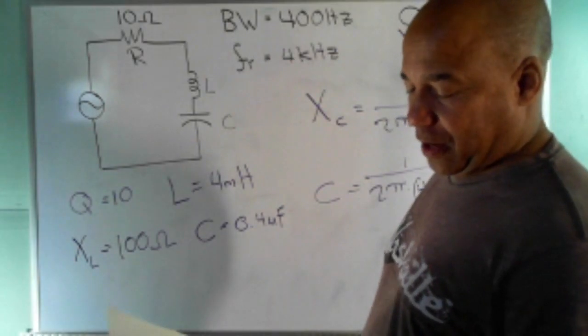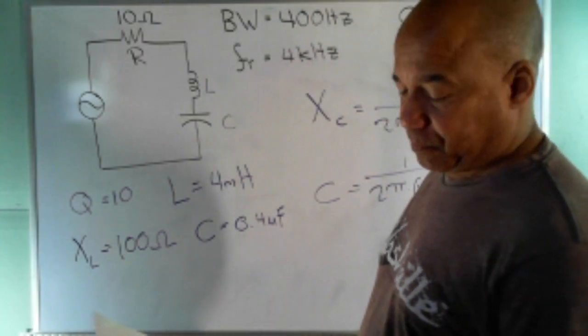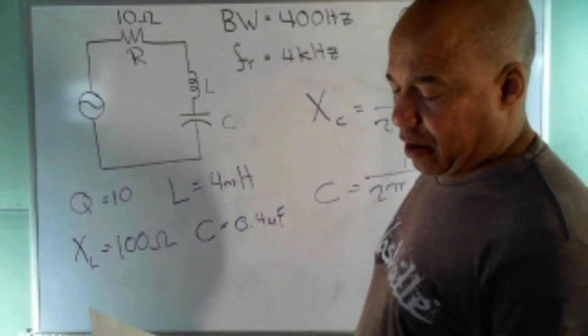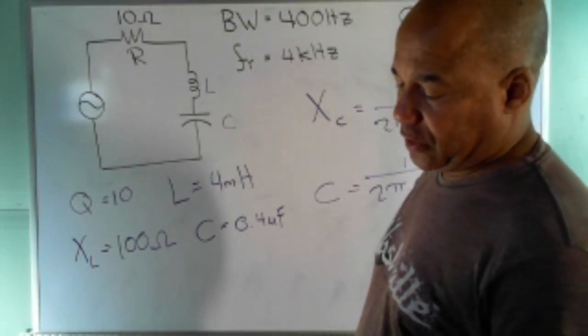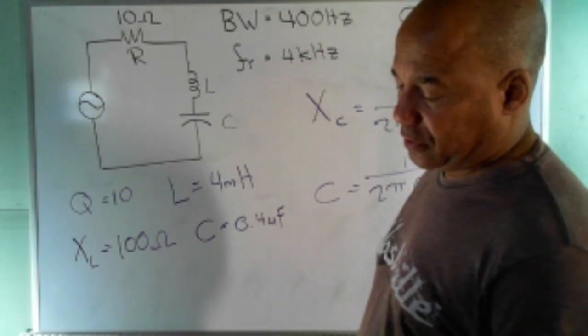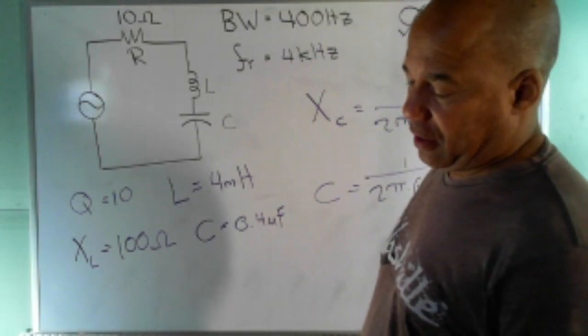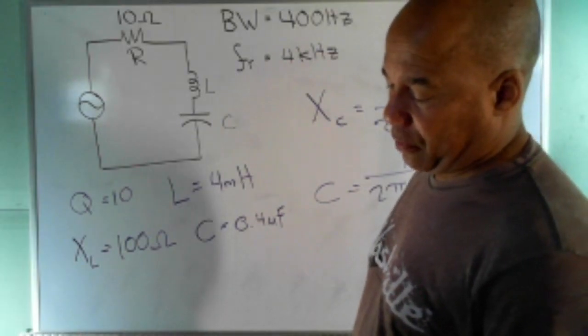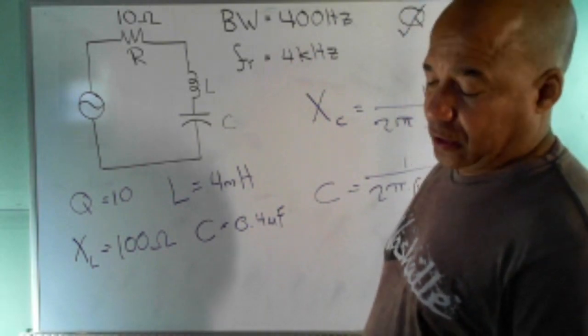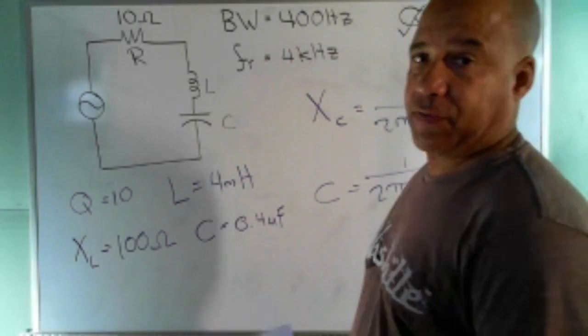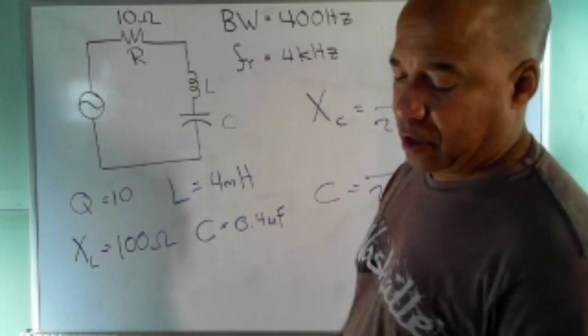Here's the last problem. A series RLC circuit has a series resonant frequency of 12 kilohertz. They give you the resistor value is 5 ohms. They say if the XL is 300 at resonance, they want to know the bandwidth and the cutoff frequency. The cutoff frequency is what we call F1 and F2. They have a lot of different names. So here they call it the cutoff frequency.